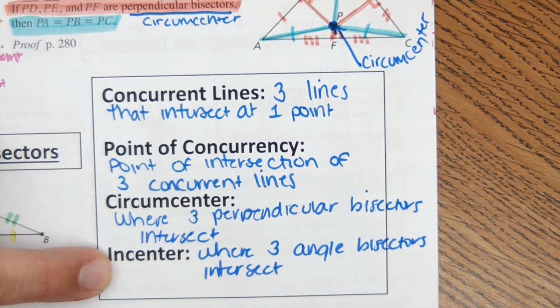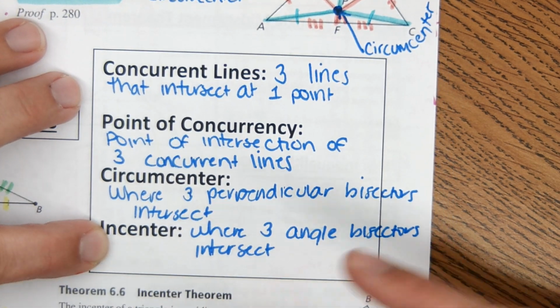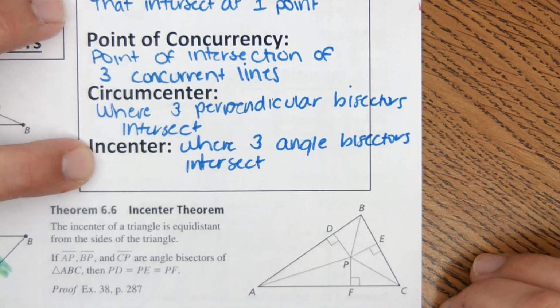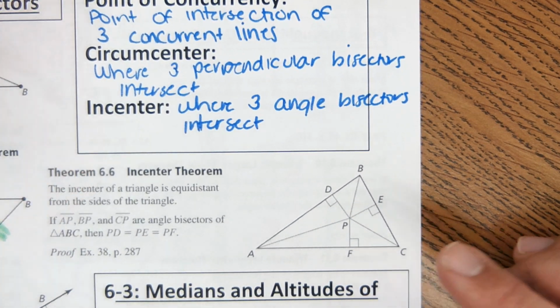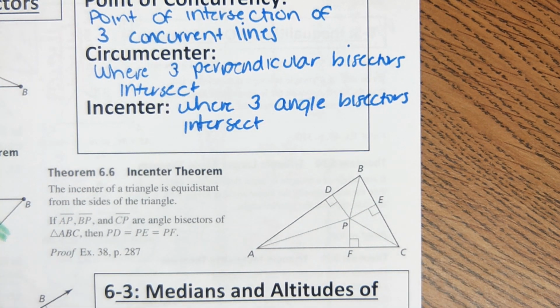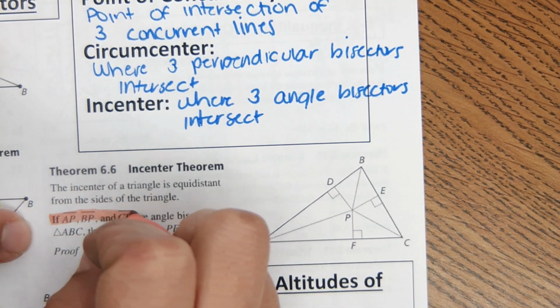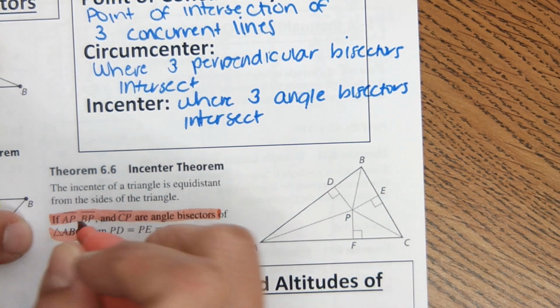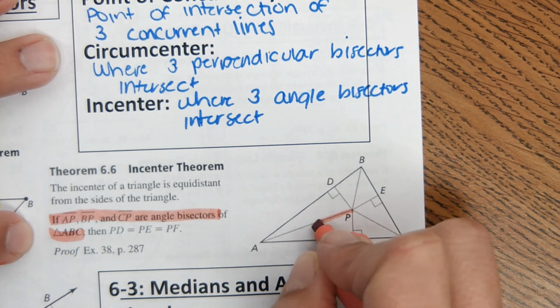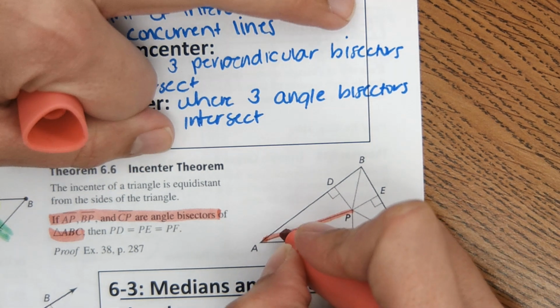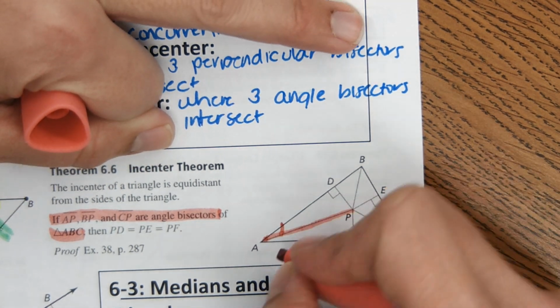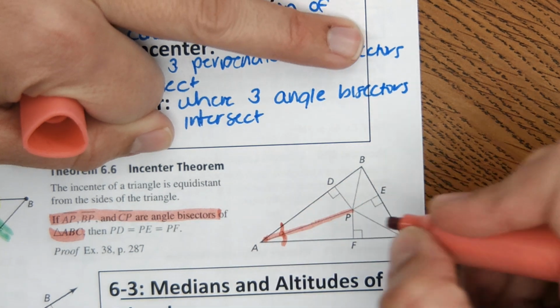And then incenter is the next theorem. It's where three angle bisectors intersect. So this theorem right here, where the three angle bisectors intersect, is the incenter. So AP, BP, and CP are angle bisectors of the triangle. So I'm going to highlight those. Angle bisector breaks the angle up into two equal pieces. Like this side is the same as that.